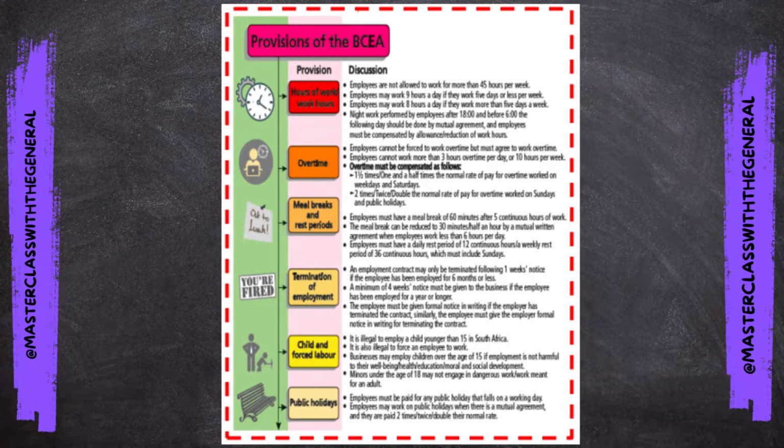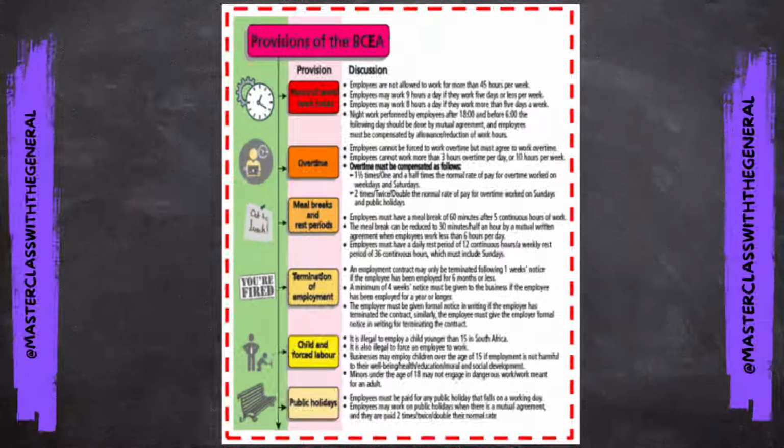Number one provision is hours of work or work hours. What are we saying about the work hours? Employees are not allowed to work for more than 45 hours per week. So this can be a 5-day working week or a 6-day working week, but whatever the case, employees must not work more than 45 hours a week. It becomes illegal.